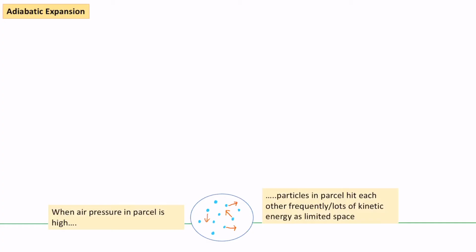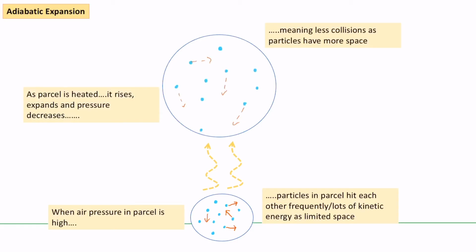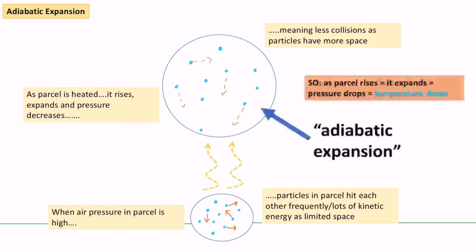If we cause that parcel to rise, if we heat it up and it rises, it's going to expand, and that means the pressure is going to go down. What that means is all those particles and molecules that were in there are not colliding as much. So they're not having as much energy, and they're not hitting each other as much. That means that transfer of heat is not going to be happening. So when an air parcel rises and expands, first of all, the pressure goes down, but then that also means the temperature goes down. And this is what we call adiabatic expansion or adiabatic cooling. The basic idea is that as an air parcel rises, it expands, the pressure drops, and the temperature goes down.